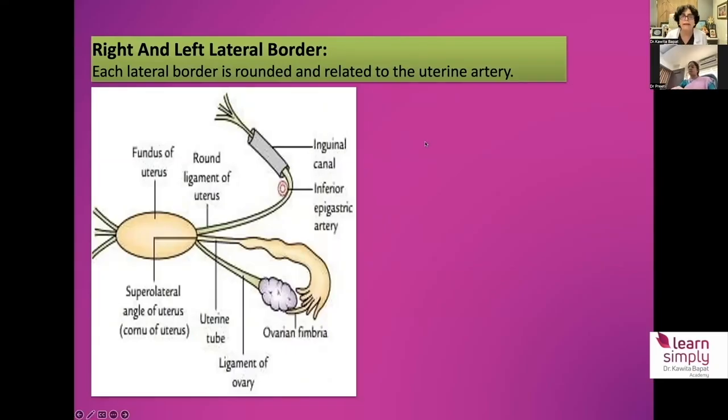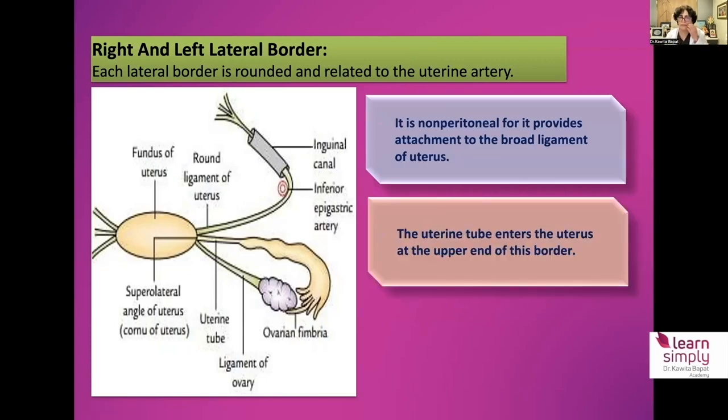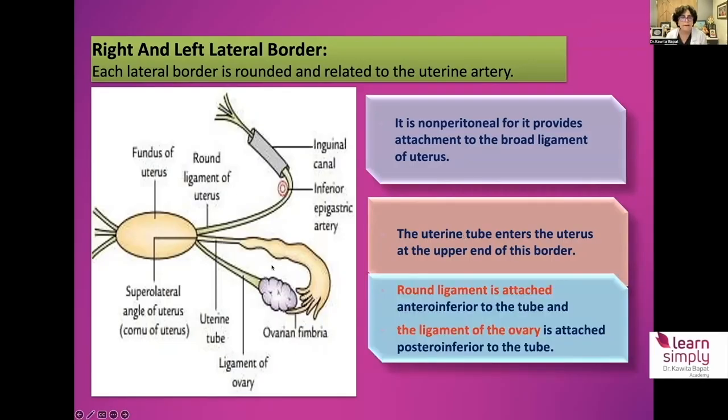So we are talking about the right and left lateral borders of the uterus. Each lateral border is related to the uterine cavity. This is the fundus of the uterus, and this is important. It's non-peritoneal, for it provides the attachment to the broad ligament of the uterus. And the uterine tube enters the uterus at the upper end of the border, and that's more important. The round ligament is attached anterior-inferior to the tube, and the ligament of the ovary is attached posterior-inferior to the tube. So make it a point, tubes are very, very important.